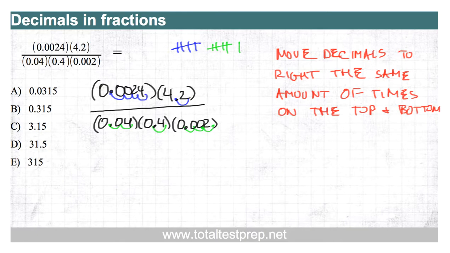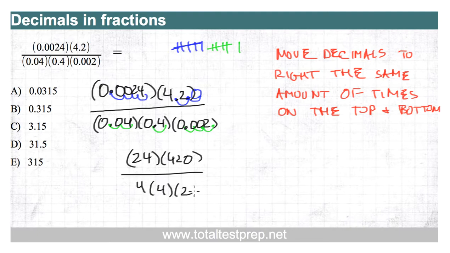So what to do? Very simply, go back to the top. The decimal is at the end of 42, and we move it to the right one more time. This creates an empty space. Whenever you have an empty space, fill it with 0. We've now moved the decimals on the top and bottom 6 times each. They're balanced out, and what we get is 24 times 420 over 4 times 4 times 2.